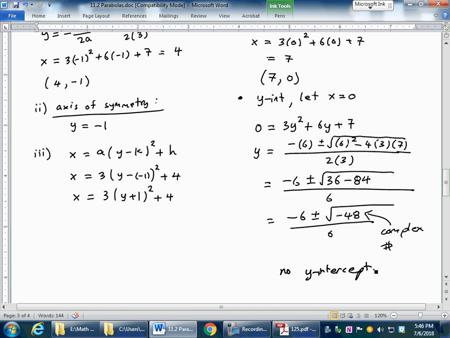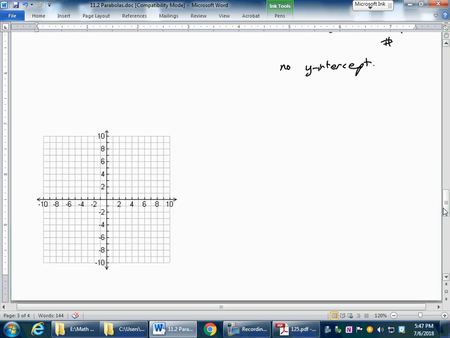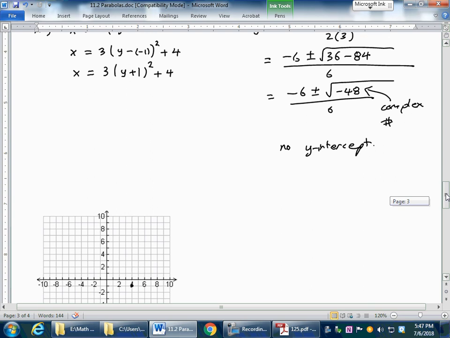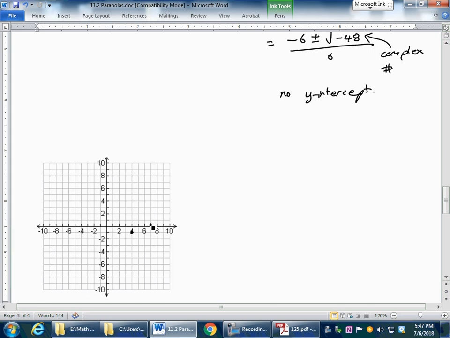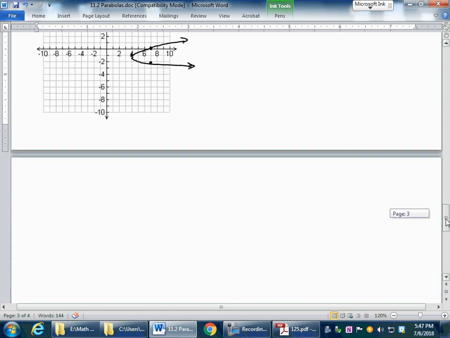So in this case, we only have the vertex and we only have the x-intercept. So let's try to graph this. Okay, my vertex is 4, negative 1, which is right here, the vertex. And we know that the parabola is opening to the right, and the x-intercept is 7, 0, which is right here. And using the symmetrical idea that we talked about before, from the vertex to that point is go up 1 and to the right 3 units. So it will be go down 1 and to the right 3 units. That will be another point right there. So that's how I can quickly sketch this graph using the symmetrical idea. And this concludes this section.